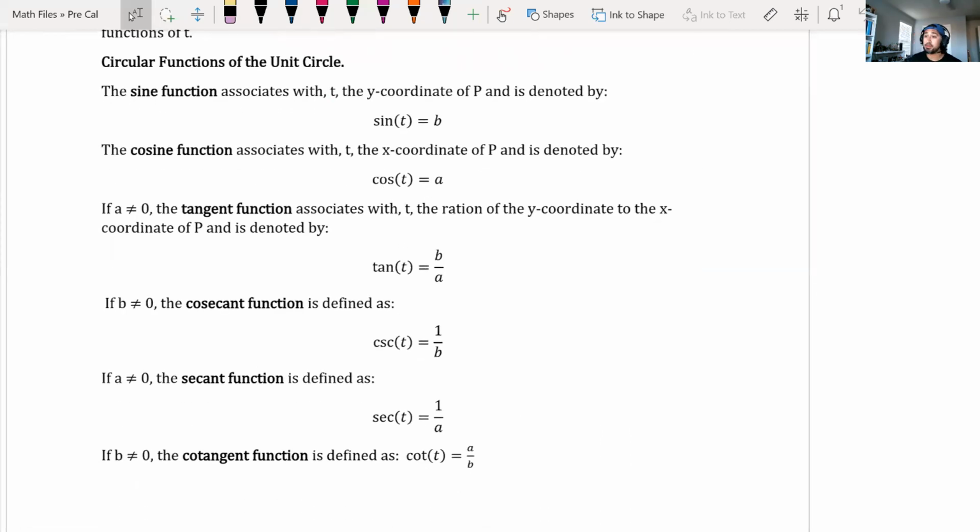Tangent of t would be b over a. Cosecant of t would be the reciprocal of sine, 1 over b. Secant of t would be the reciprocal of cosine, 1 over a. And cotangent would be the reciprocal of tangent, a over b. So again, keeping it simple, no matter if we travel positive units or negative units around the unit circle an infinite amount of times, no matter where we stop, there's a unique point AB that we can find the 6 trig ratio values of. All right, all good?